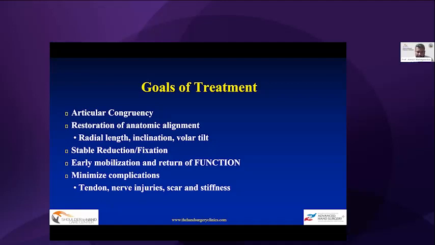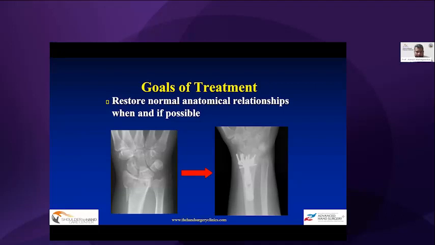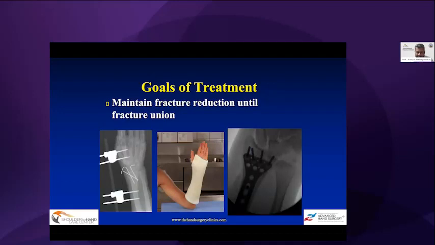to restore the anatomical alignment in terms of the length, inclination, and the tilt, to achieve and maintain a stable reduction with adequate fixation that will allow for early mobilization, and which in turn will allow for optimum function while minimizing complications. And when we talk about restoring anatomical relationships when possible, we have to take into consideration the three criteria, that is the length, the tilt, and the inclination.